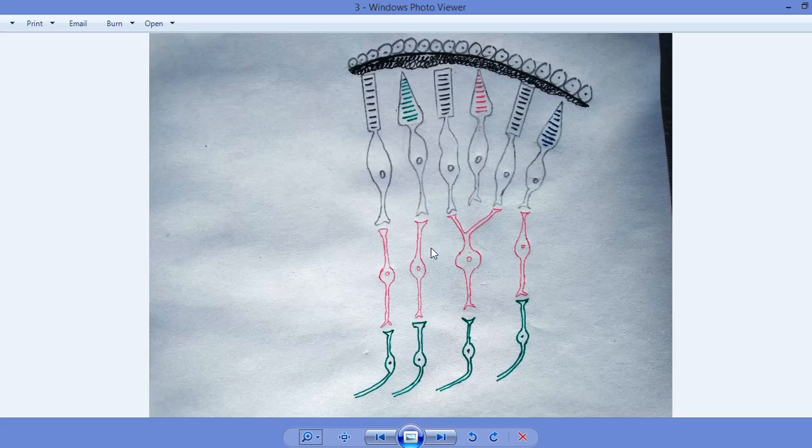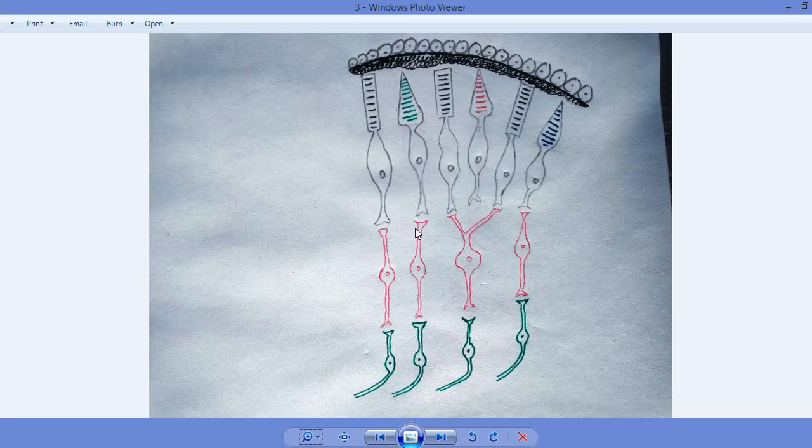The bipolar cells have a speciality that these will initiate a signal automatically by themselves if these are not inhibited. If the bipolar cells are not inhibited, these bipolar cells will initiate a signal, and that signal will be transferred towards the ganglion cells.